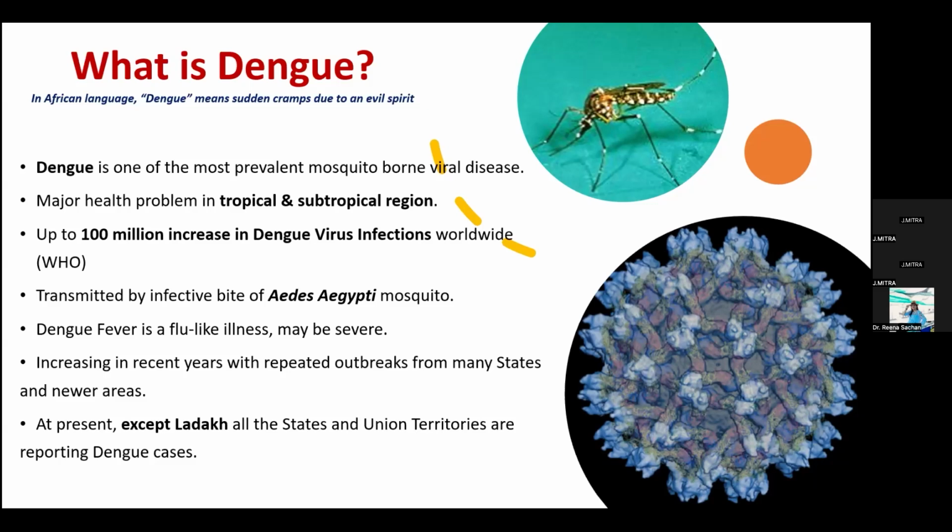Up to 100 million cases have been reported, with an increase in dengue virus infections worldwide, as per WHO. This disease is transmitted by the bite of the Aedes aegypti mosquito. The patient usually presents with flu-like symptoms, may be asymptomatic or symptomatic, but in a few cases may be so severe that it may be fatal. Almost all of India is involved except Ladakh, most of the union territories and states have been involved, and we have seen reporting of dengue cases in India as well.